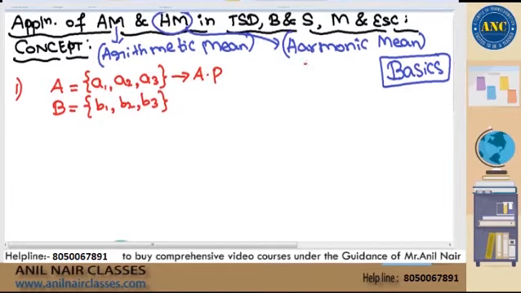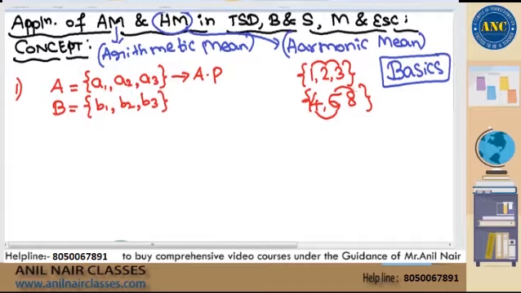What is arithmetic progression? 1, 2, 3 is arithmetic progression because the common difference between the consecutive terms is the same. 4, 6, 8 is arithmetic progression because the common difference between 4 and 6 is 2, 6 and 8 is also 2. That means any consecutive terms where the difference is the same, then it is called arithmetic progression.